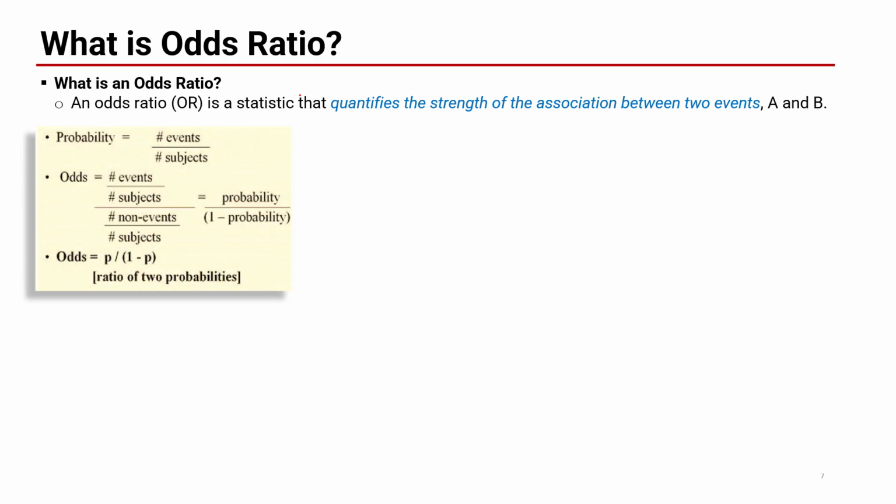So what is the odds ratio? The odds ratio is basically a statistic that quantifies the strength of the association between two events, which are A and B. So we know how we can calculate the probabilities. The probability is the number of times the particular event occurred divided by the total number of events. And how we are going to calculate the odds ratio, that is going to be the probability divided by the inverse, or you can say 1 minus the probability of that particular event. Okay, so that is the odds ratio basically.